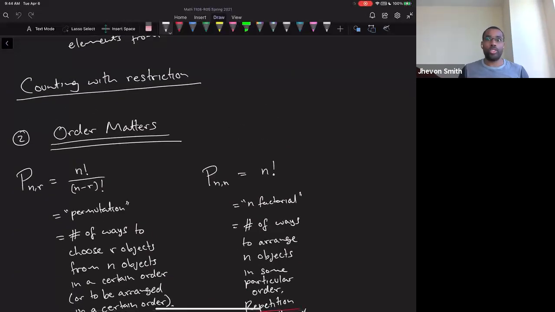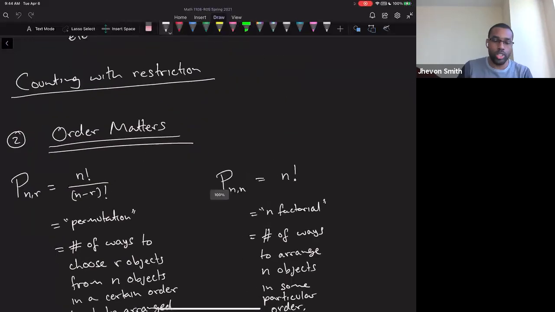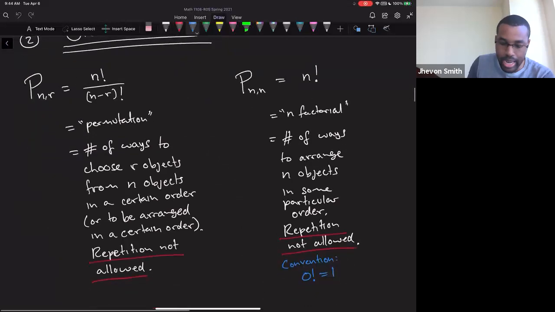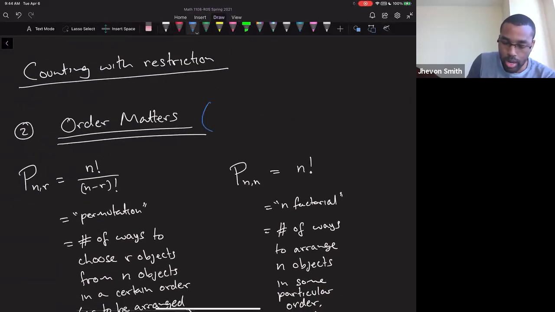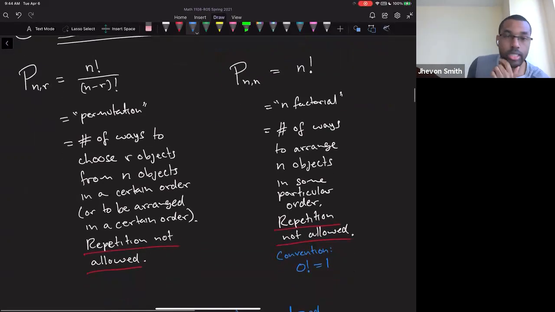Then we looked at counting with restrictions, because up here, it can really work in a free-for-all situation. So we do need to know how to work with restrictions. And just to make this a little bit more specific, I want to put it up here: order matters, repetition not allowed. If you want to choose R objects from N objects in a particular order, or you want to choose R objects from N objects and then arrange them in a particular order, you have what is called a permutation. That is PNR, that's this number over here.